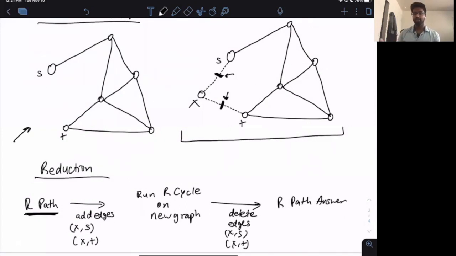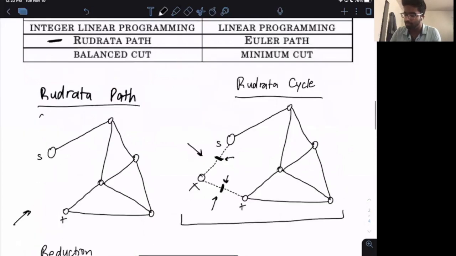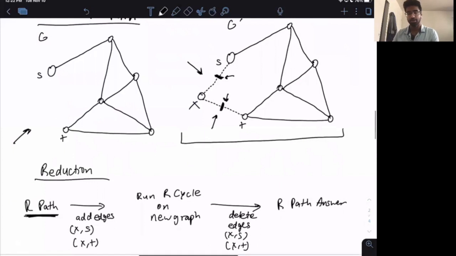What we do next is we add the edges x comma s and x comma t, which is this one and this one. So now we have a new graph. If you call this G, you can call this graph G prime. Then what you do is you run the Rajada cycle algorithm on the new graph G prime. However you solve Rajada cycle, let's say there is some sort of algorithm to solve it, hypothetically speaking.